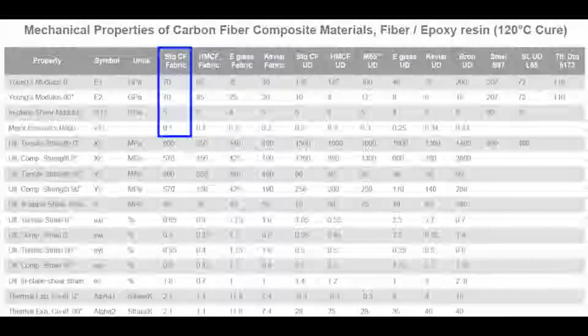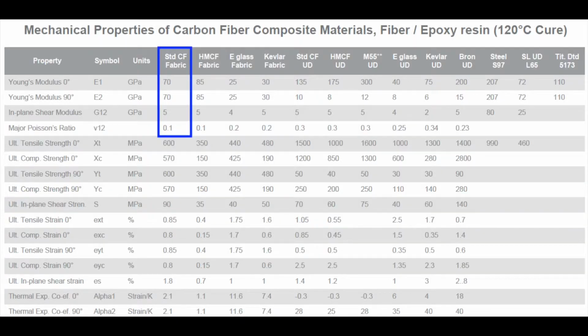Next, the composite material used for the face sheets will be the standard carbon fiber fabric or weave, shown here. We will need the Young's modulus or elastic modulus in both the 1,1 and 2,2 directions, as well as the major Poisson's ratio and the in-plane shear modulus G1,2. We will also need the out-of-plane shear modulus values for G1,3 and 2,3, which are equal.